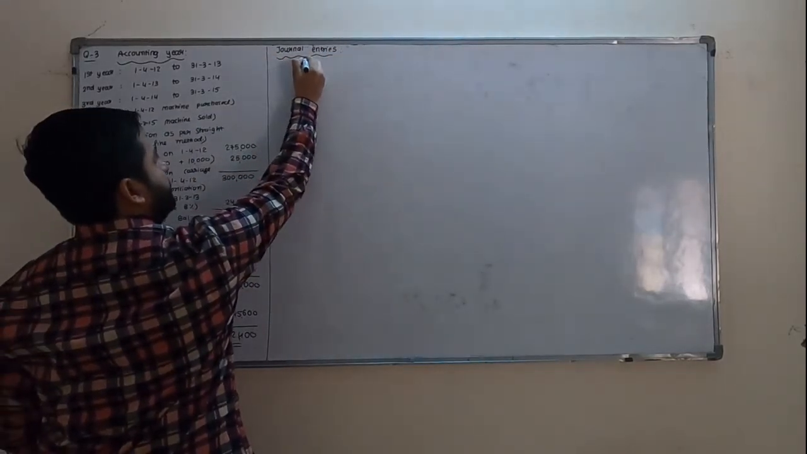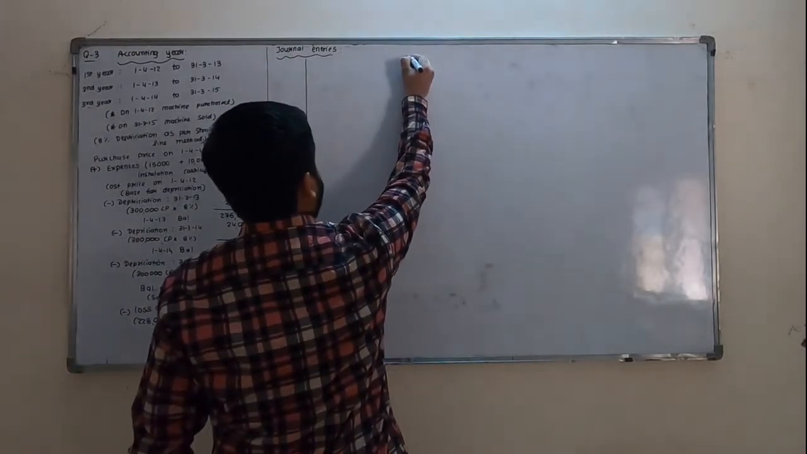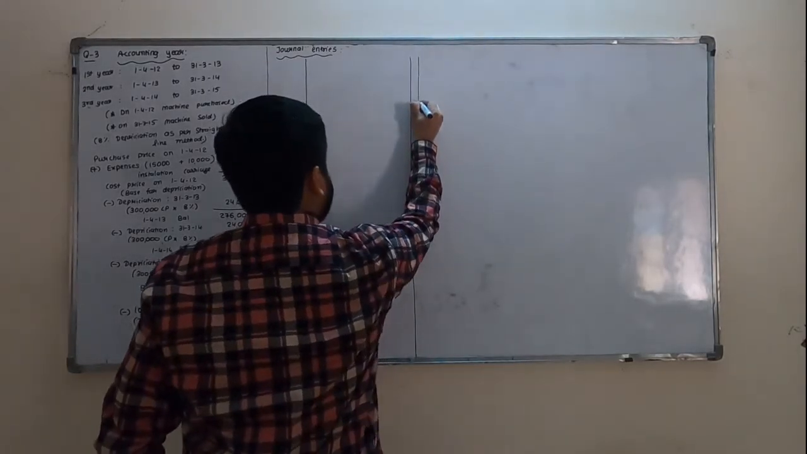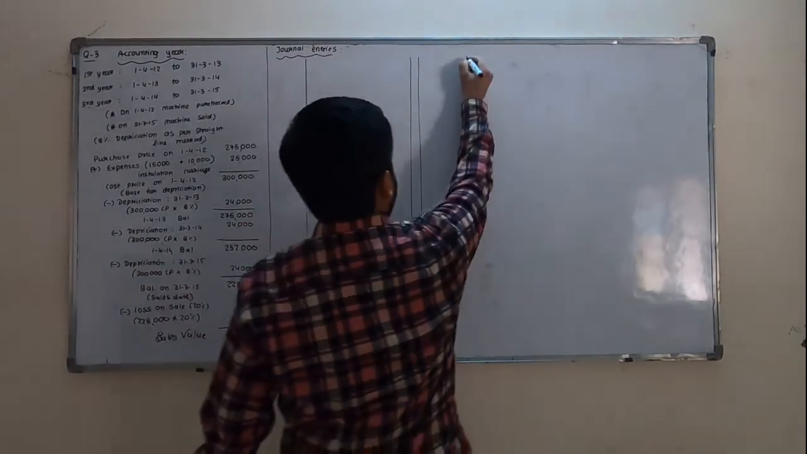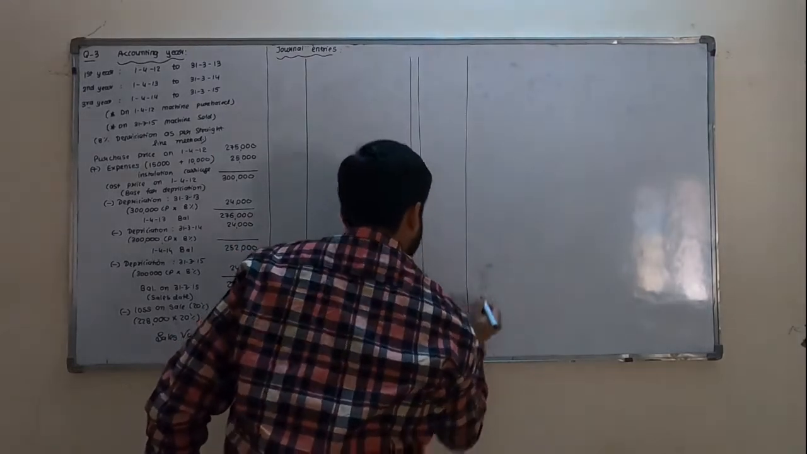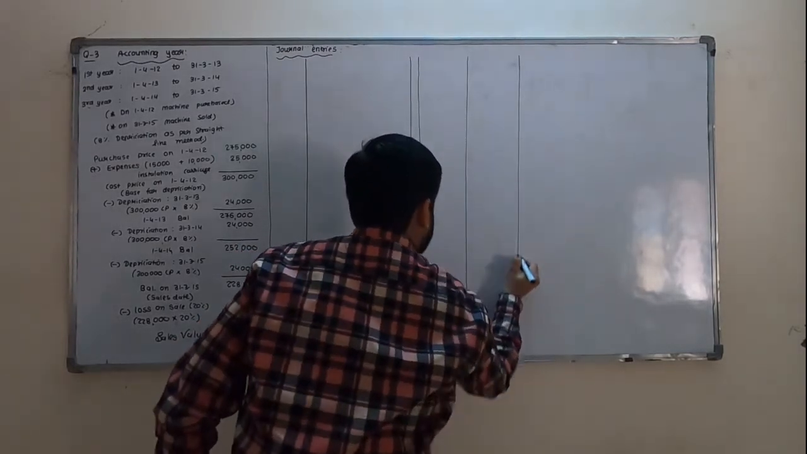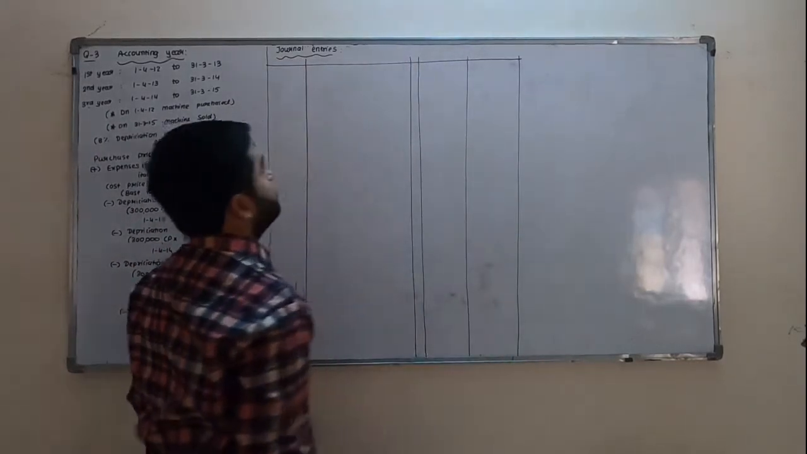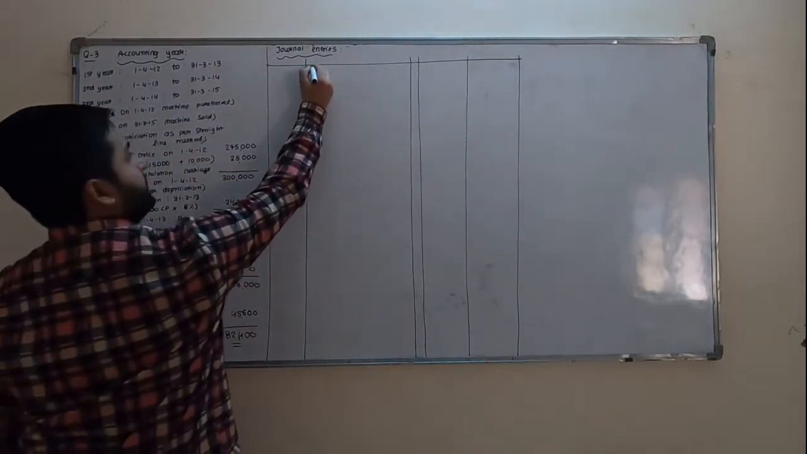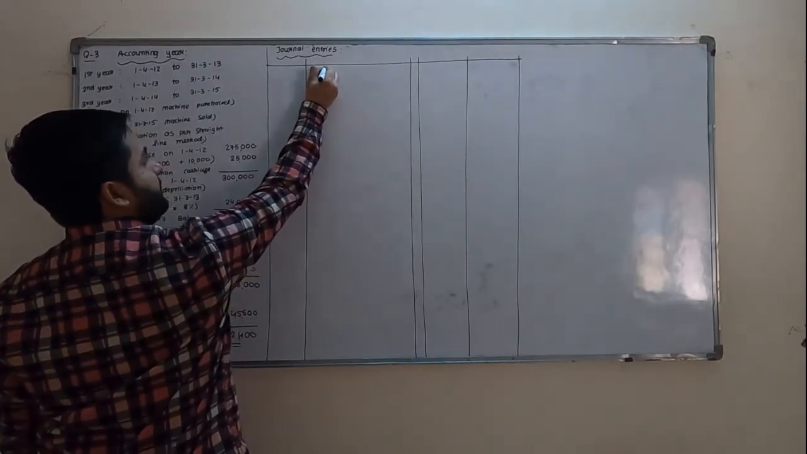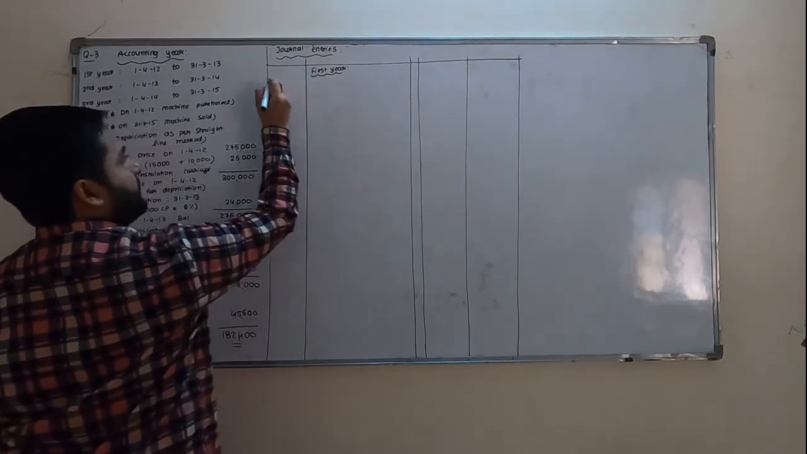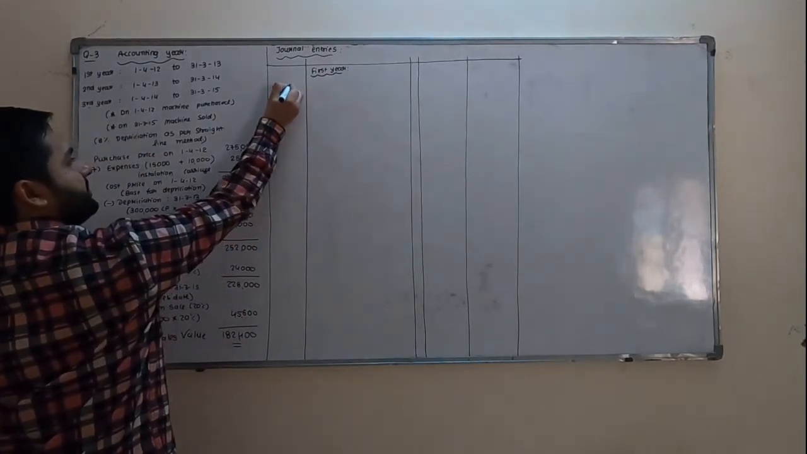Okay, for that we have to draw date, particulars, then LF, then debit and credit columns. Okay, now we are giving the heading first year. First year we are purchasing the machine.